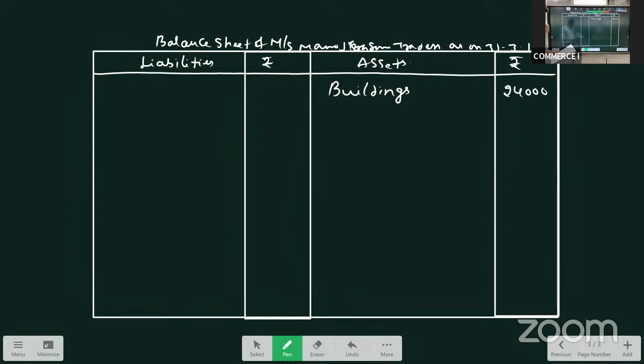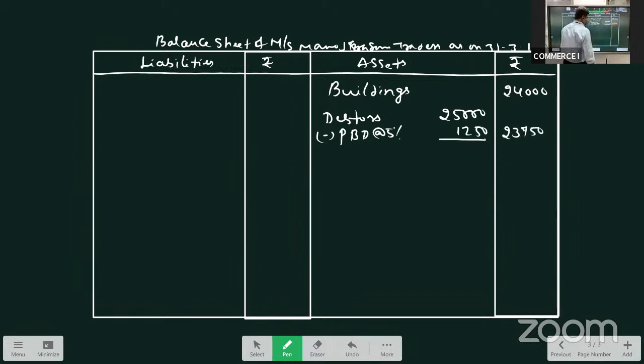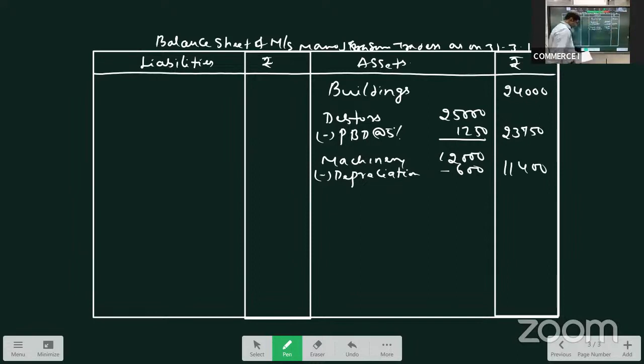Then carriage, coal, office, commission, debtors. Debtors are given as 25,000. Provision for bad debt is created at 5%, 1,250. So the net debtors are 23,750. Next, machinery 12,000. Machinery is given as 12,000, but we have provided depreciation of 600. We have to deduct the depreciation. How much? It is given 600. So 11,400. Next, insurance. Next, bank balance.